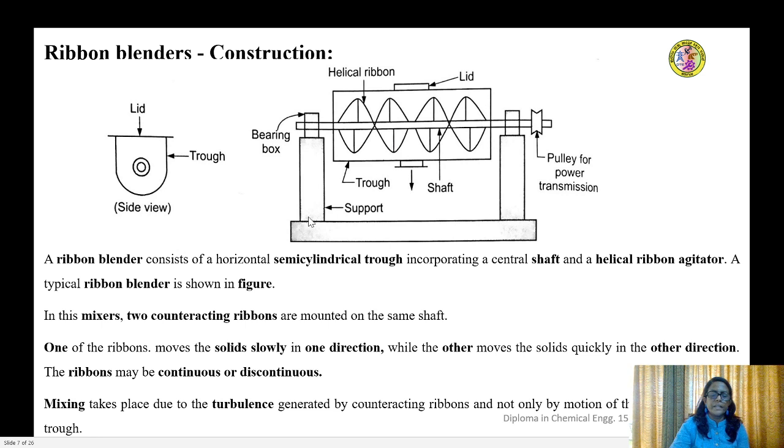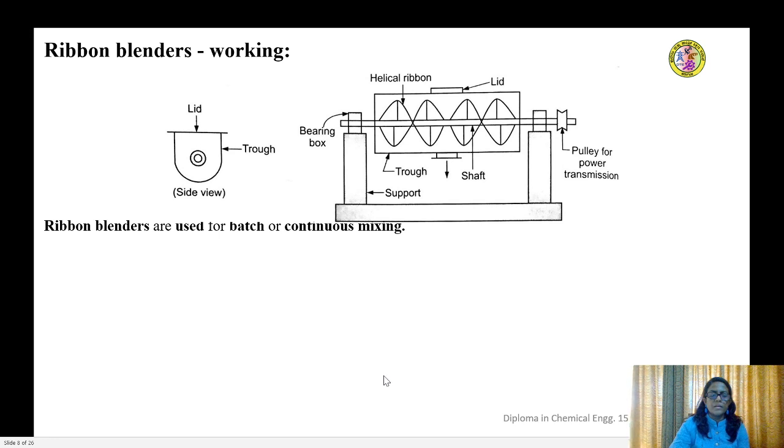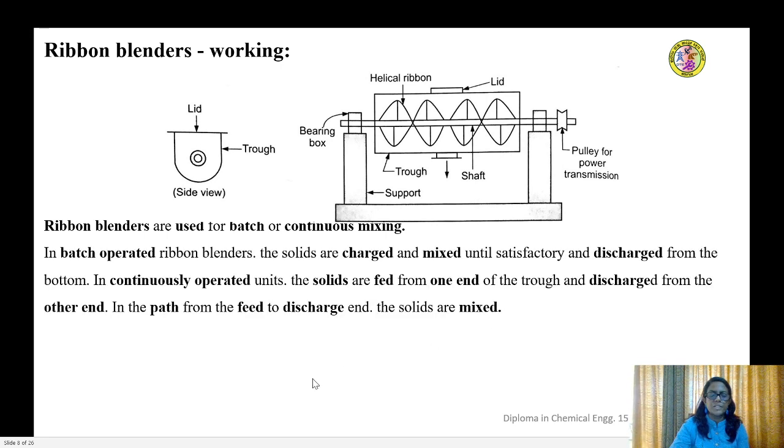So when the ribbons rotate, a turbulence is created inside the trough by the counter-rotating ribbons. So the mixing action takes place by the motion of the solids through the trough as well as the action created by the ribbon agitators. Ribbon blenders are used for batch and continuous mixing. So it can be either a batch operated machine or a continuously operated machine.